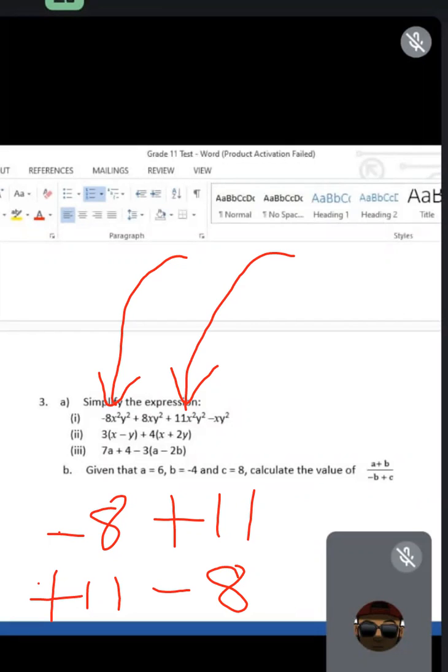Now, let us add some elements to that. You're going to have x to the 2, y to the 2.